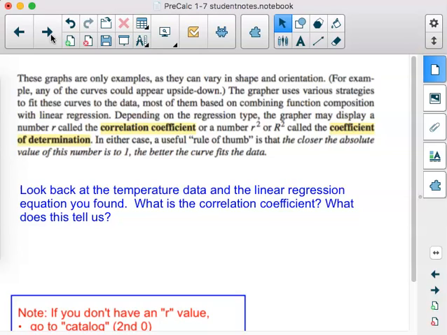So don't worry about a plus or minus. Don't worry about the negative or positive value. Worry about the number itself. Is it close to 1? If it's close to 1, then it's a really good fit.